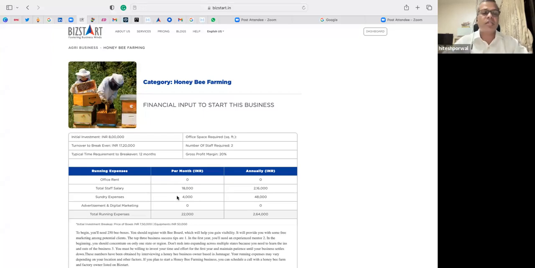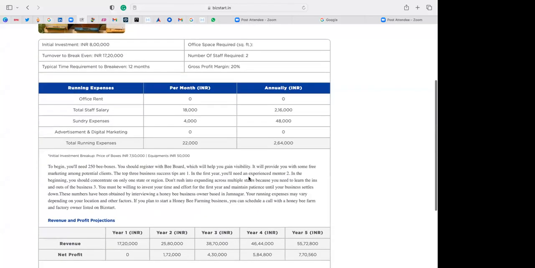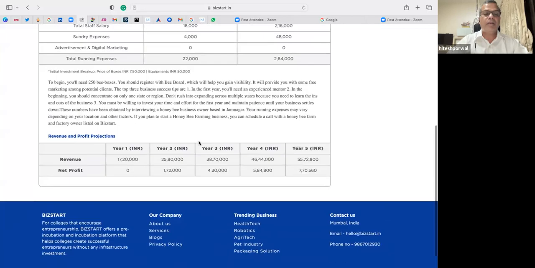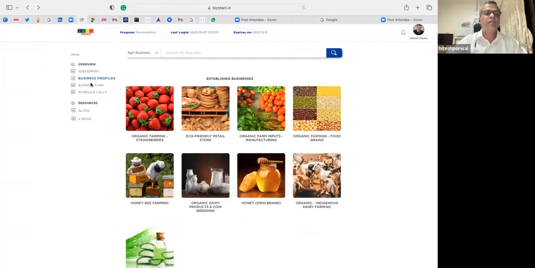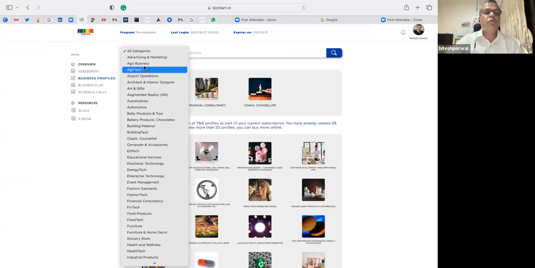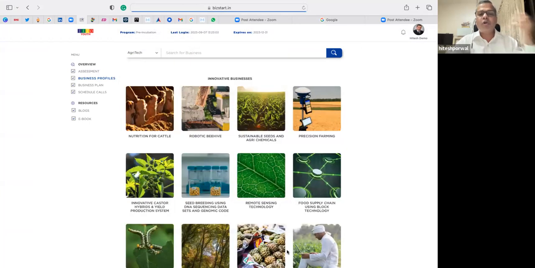It is a business. So it says how much investment it will take, how many staff you need, what is the gross profit margin you can earn, what is the operating cost per month and per annum, and some other figures about that. These numbers have come from an experienced business owner in honeybee farming. He's actually in Jamnagar. If you choose agri-tech, it is more innovative ideas.